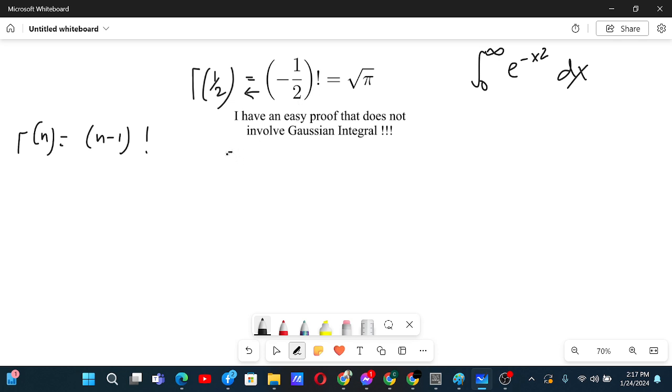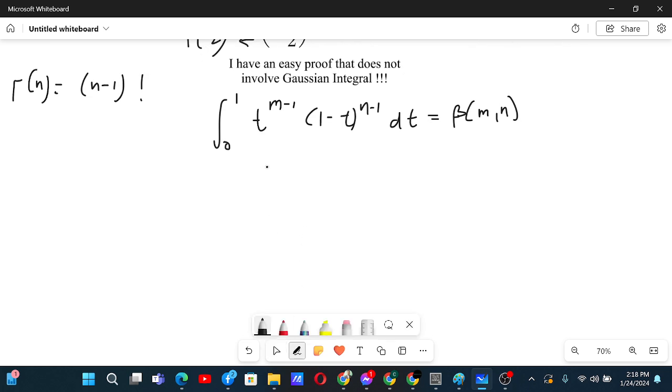Let's see how. So basically, the beta function is the integral from 0 to 1 of t to the power m minus 1 times 1 minus t to the power n minus 1 dt. This is the beta function of m and n.